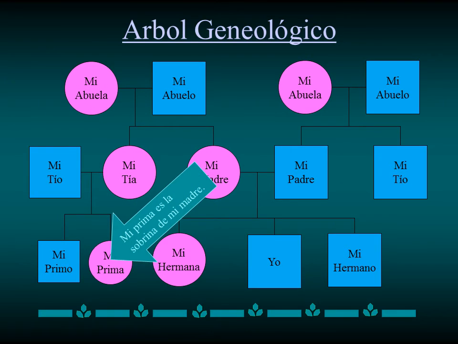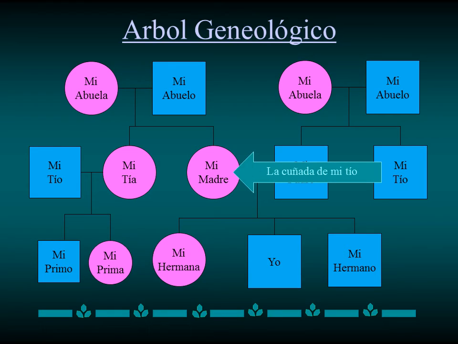All right, here we got another one. Mi prima es la sobrina de mi madre. So what do you think that word sobrina means? Well, my cousin is my mother's niece, right? Mi prima es la sobrina de mi madre. Y yo soy el sobrino de mi tío. Right? I'm the nephew of my uncle.